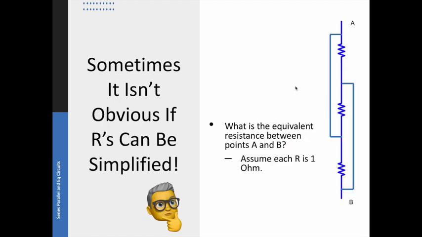Now, sometimes it isn't all that obvious if resistors can be simplified, or how they should be simplified. Let's bear in mind also that a pair of resistors may be in series, they may be in parallel, or neither. Okay, so here's an example case. Can this be simplified? And if so, what's the equivalent resistance between points A and B? Assume each resistor is 1 ohm, for example. Thoughts on that?